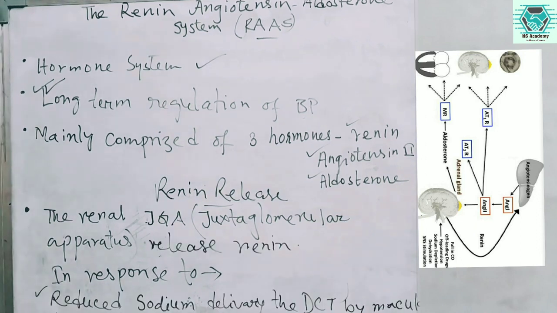So DCT is the distal convoluted tubule. In the structure of the nephron, after the glomerulus and Bowman capsule there is the PCT, that is the proximal convoluted tubule, then the loop of Henle, then the distal convoluted tubule, and then the collecting duct. So if there is reduced sodium delivery to the distal convoluted tubule, it is sensed by the macula densa cells. So it is one response.